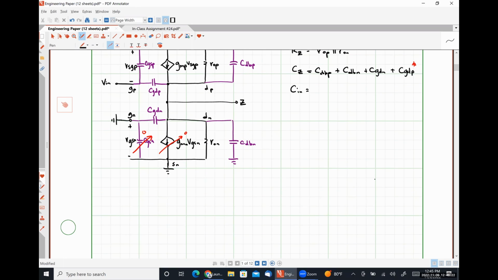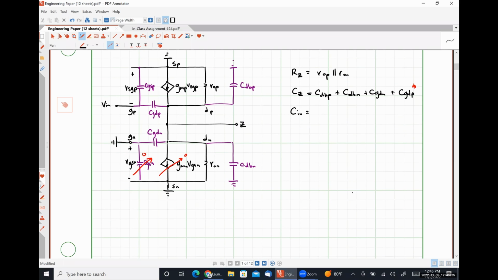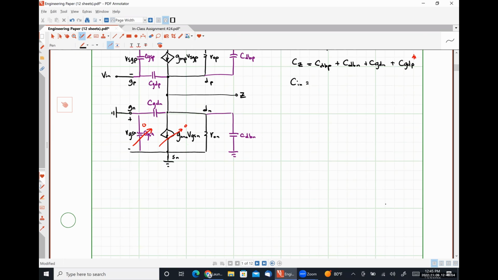A couple of things here. Our input voltage Vin by inspection is negative VSGP. Everybody see that? So the negative polarity terminal of VSGP is associated with the positive polarity terminal of Vin. The positive polarity terminal of VSGP is effectively at ground source, and the negative polarity terminal of Vin would be associated with ground. So they're equal and opposite voltages.